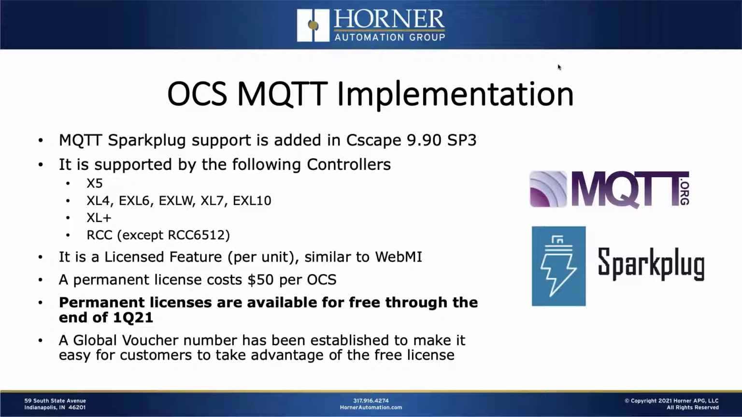And that voucher code is going to be good through the end of the first quarter. So that means that all the units that you license are good forever. It's just that at some point at the end of the first quarter, you're not going to be able to use that same voucher number to license additional units. You'll have to purchase a license for $50 per OCS. So that's the commercial implementation. But $50 per unit is not very expensive, especially when you think about the capabilities for potentially reporting edge of node type data back to the cloud or to a server in the plant or whatever the case may be.